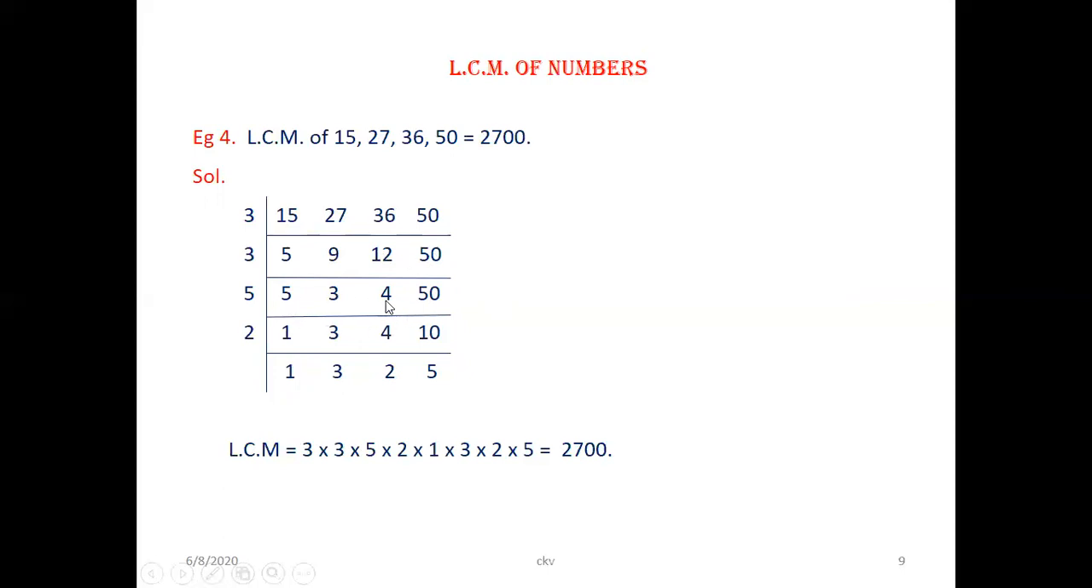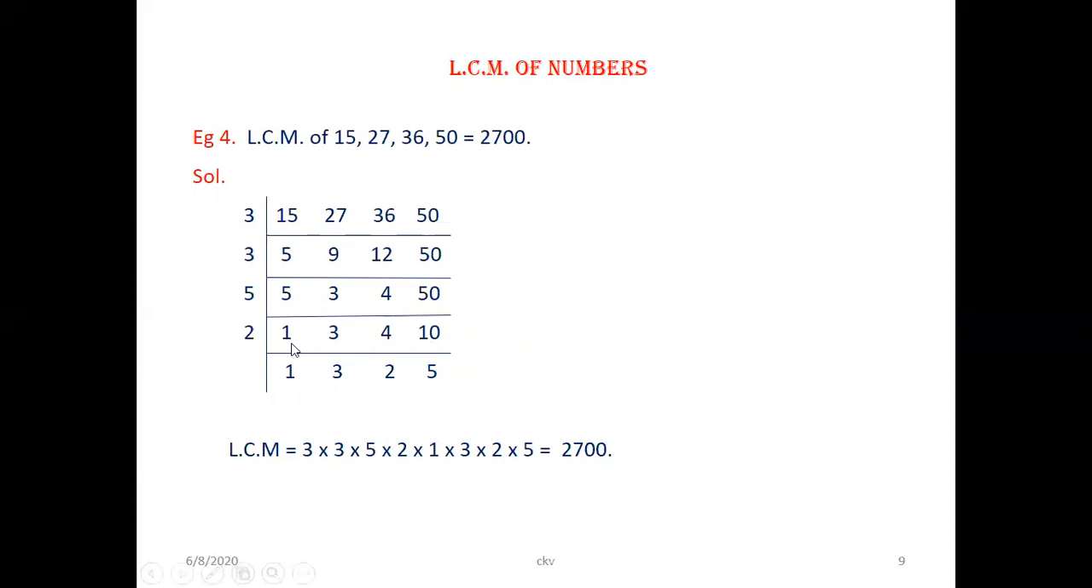So now you again have 4 numbers. You see 5 and 50 are divisible by 5. Of these 4, these 2 are divisible by 5. So take 5 here. 5 ones are 5, and 5 does not divide 3, so you just carry 3 forward. Then 5 does not divide 4, so you carry 4 forward, and 5 divides 50 10 times. 5 10s are 50. Now of these 4 numbers 1, 3, 4, 10, the 4 and 10 are divisible by 2. So you put 2 here.